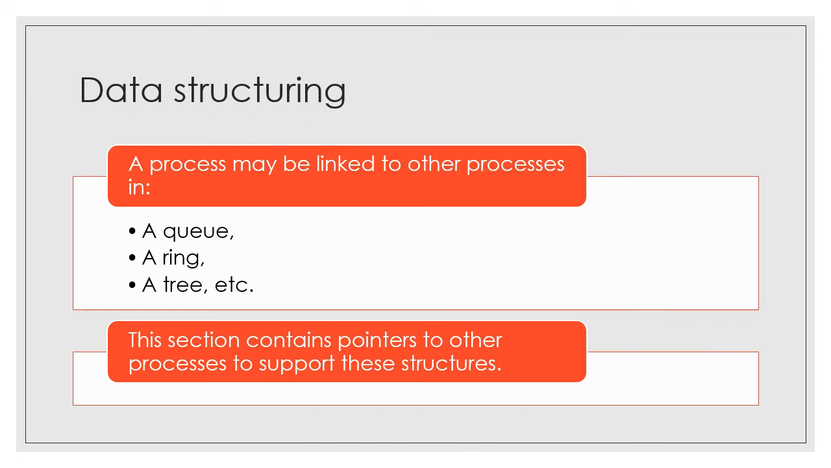Also, if B is the child of A and they form a tree, then A must have a pointer to its child B. So this section of the PCB will keep the child pointer.